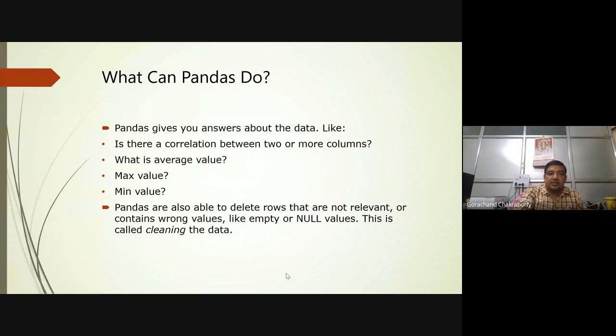So what can pandas do? Pandas gives you answers about the data, like is there a correlation between two or more columns? What is the average value? That is also given by pandas, and max value, mean value are also given by pandas. Pandas is also able to delete rows that are not relevant or contain wrong values, like empty or null values. That is called cleaning the data. So for cleaning data, the pandas library is very useful.